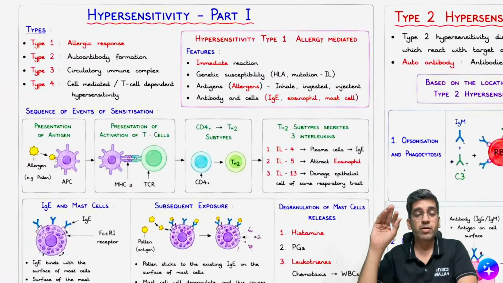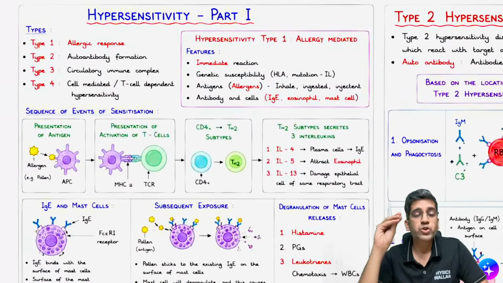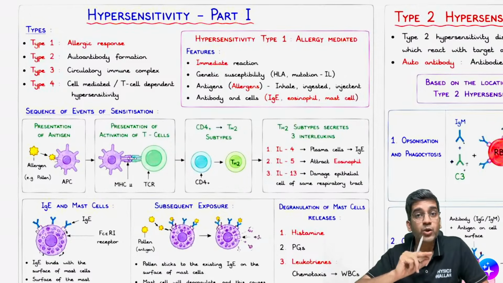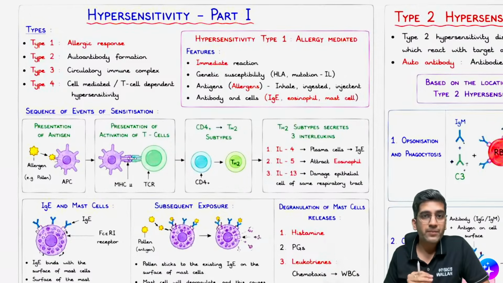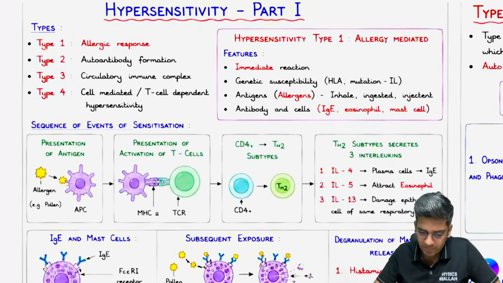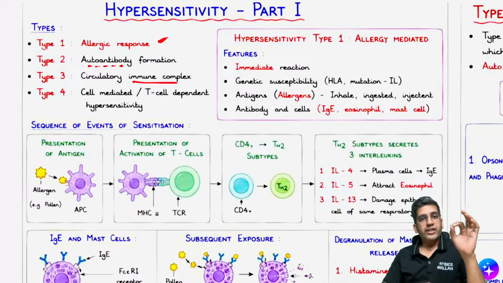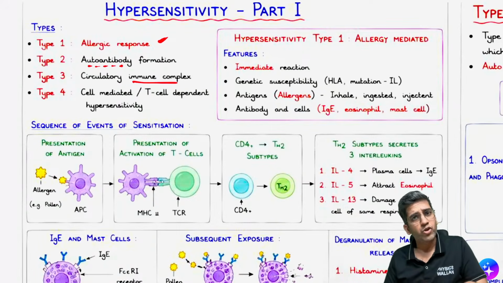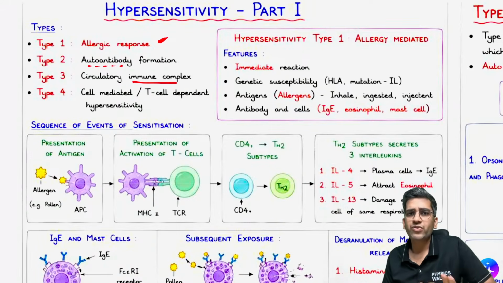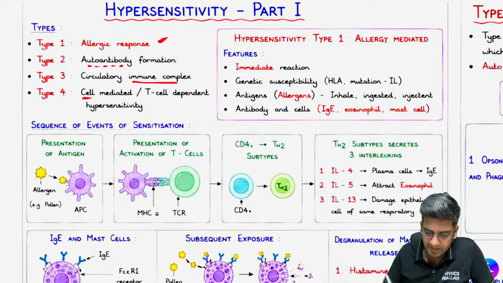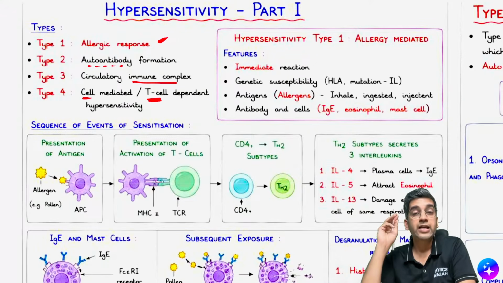First of all, please remember all the hypersensitive responses are a problem in adaptive immunity. Types 1, 2, and 3 are a problem in the B cells. The fourth one is a problem in T cells, right? So in hypersensitive response, we have type 1 allergic response, type 2 autoantibody formation, type 3 is immune complex. Though Robbins, every textbook says circulating immune complex, we also have planted antigen against which we have immune complex, right? Type 4 is cell mediated or T cell dependent. Rest everything is B cell dependent. This is only T cell dependent, right?